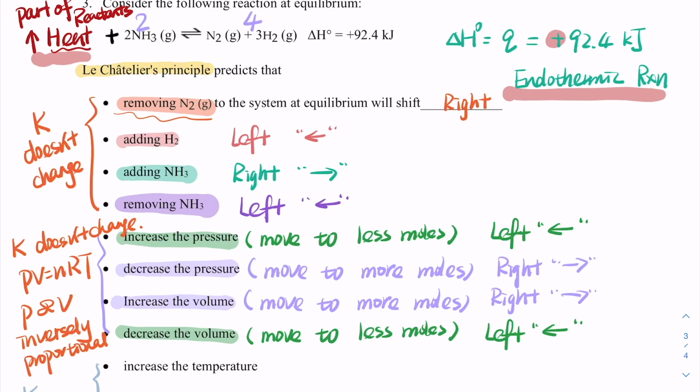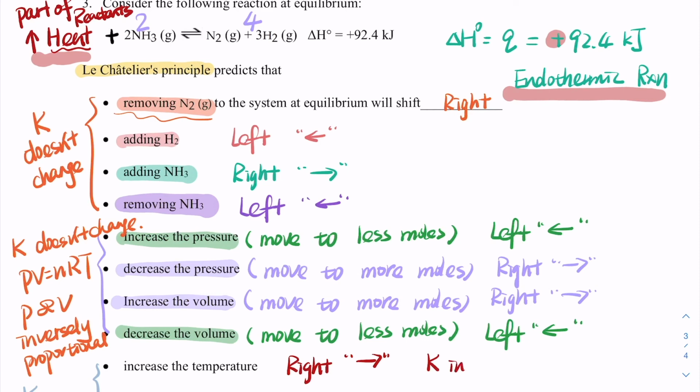As part of the reactants, in order to consume that heat, what's going to happen? The equilibrium is going to shift to the right, to consume that heat. That means the reaction lies far towards the product side, so K increases.